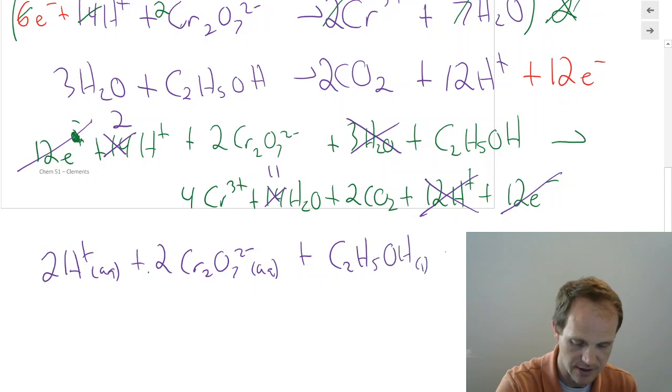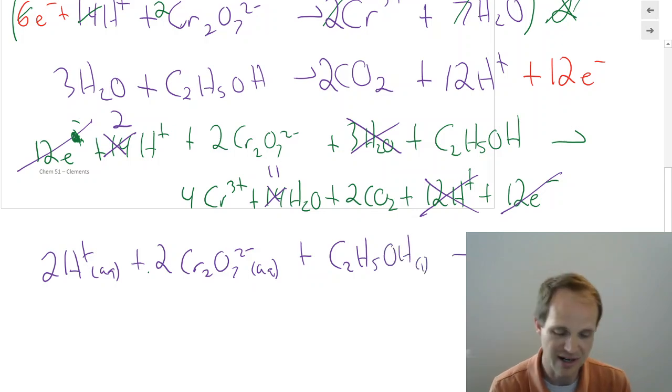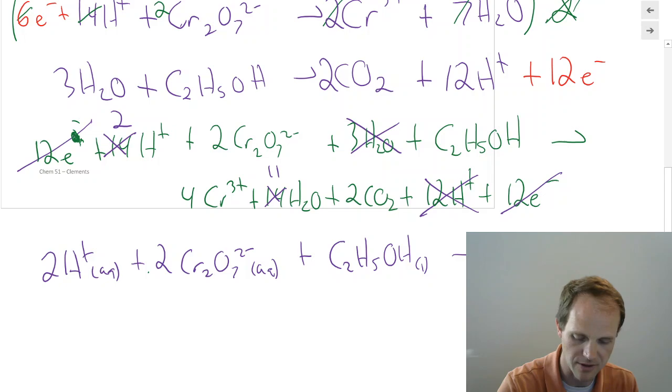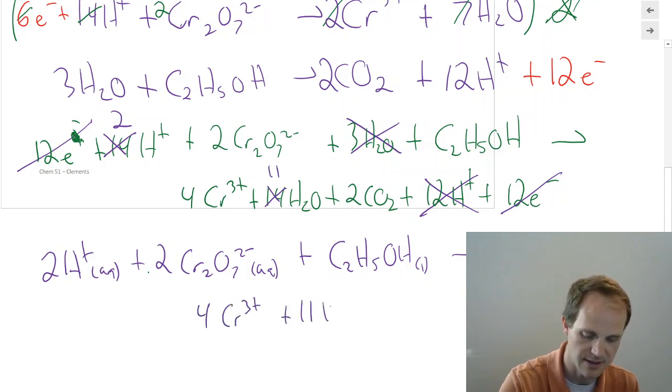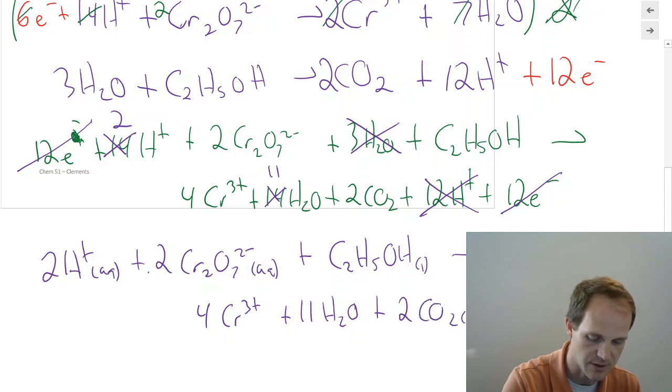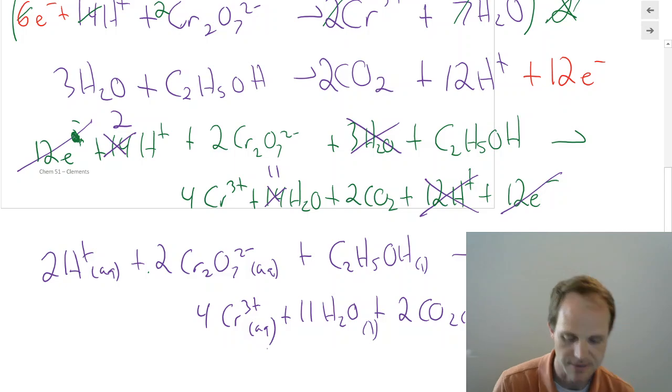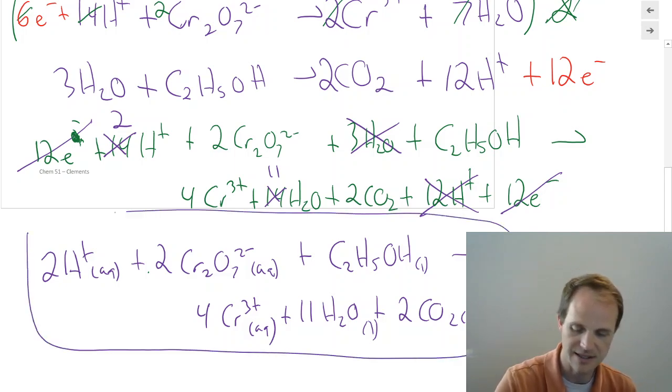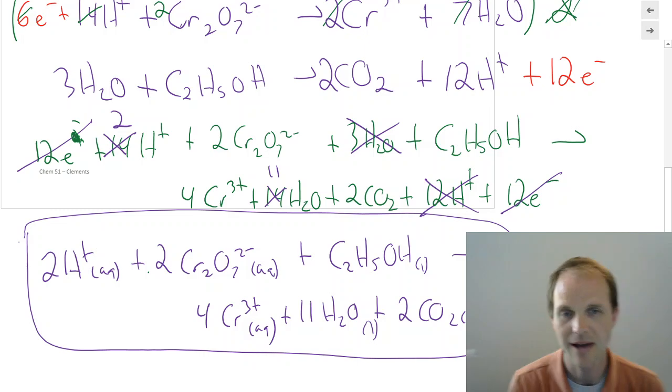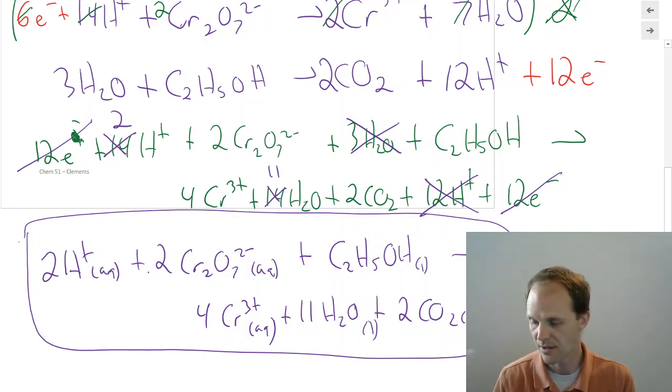C2H5OH. That was a liquid. Goes to, I ran out of space again, 4 Cr3+ plus 11 waters plus 2 CO2s, and those were gas, liquid, and aqueous. All right, so that is our overall balanced chemical reaction for that particular redox reaction.